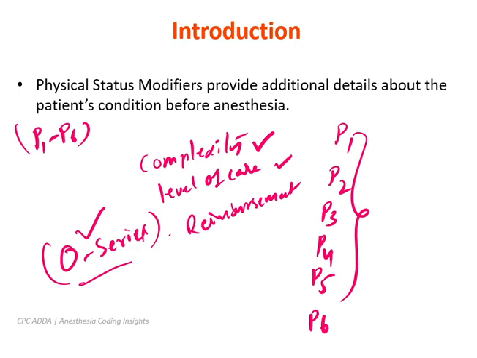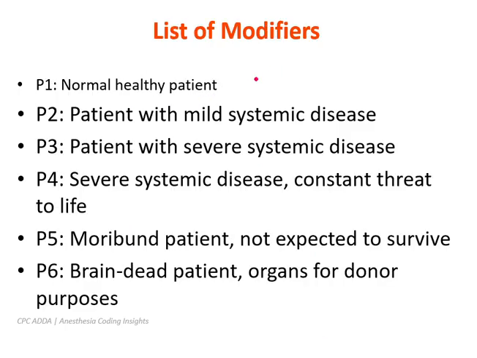Now let's discuss each physical status modifier in detail. P1 is a normal healthy patient, P2 is a patient with mild systemic disease, P3 is a patient with severe systemic disease, P4 is severe systemic disease that is a constant threat to life, P5 is a moribund patient not expected to survive without operation, and P6 is a brain dead patient, organs for donor purposes.